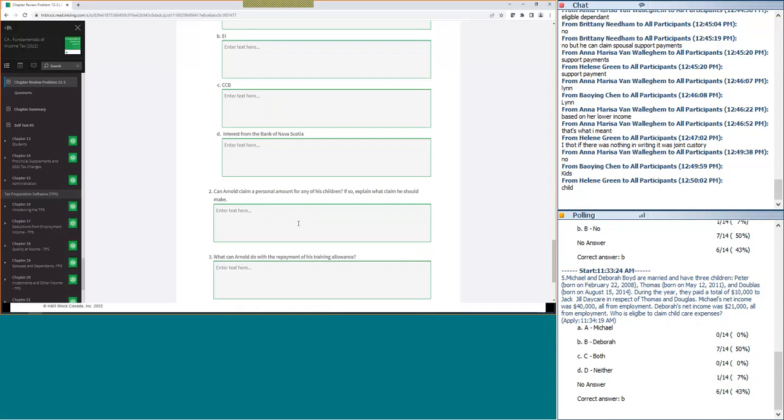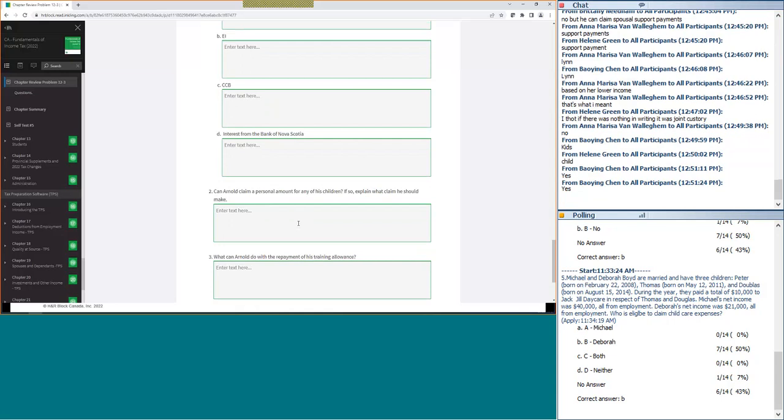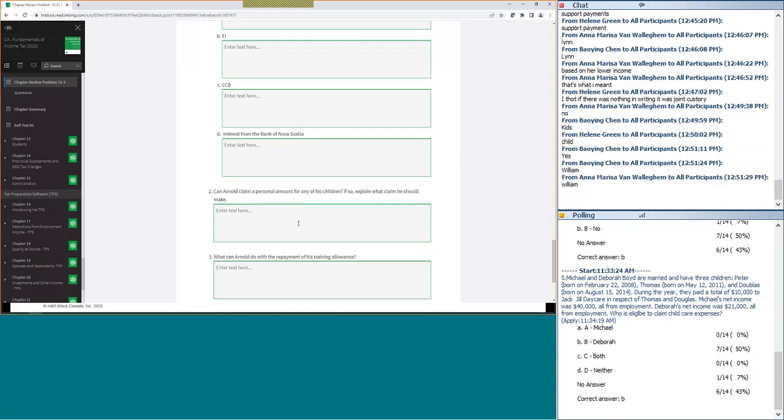Can he claim a personal amount for any child? He has two dependent children. Can he claim eligible dependent? Yes, he can. Who should he pick? Which child does he like better? William or James? We like William better because he makes less money. So we're going to pick William. Okay, pick the one with the lowest income.